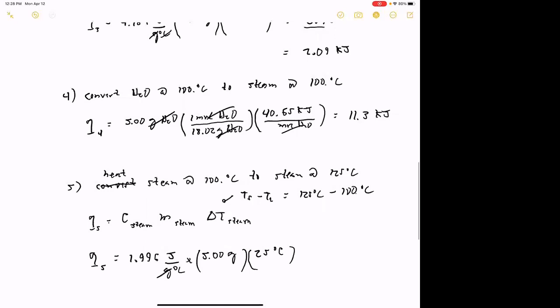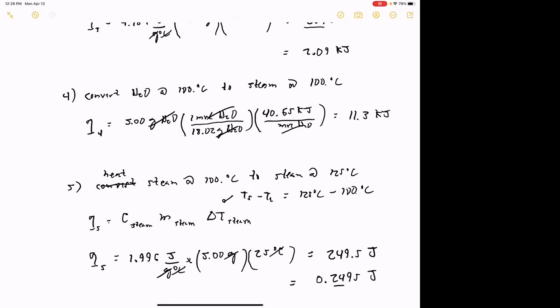All right, so grams cancel with grams, degrees C with degrees C. I'll get joules out of this. End up with 249.5 joules. And if I want to convert that to kilojoules, let's see, I'm just going to move the decimal point 3 places to the left. So that's going to be 0.2495 kilojoules. I think that's only good to 2 sig figs, so I'll underline that.